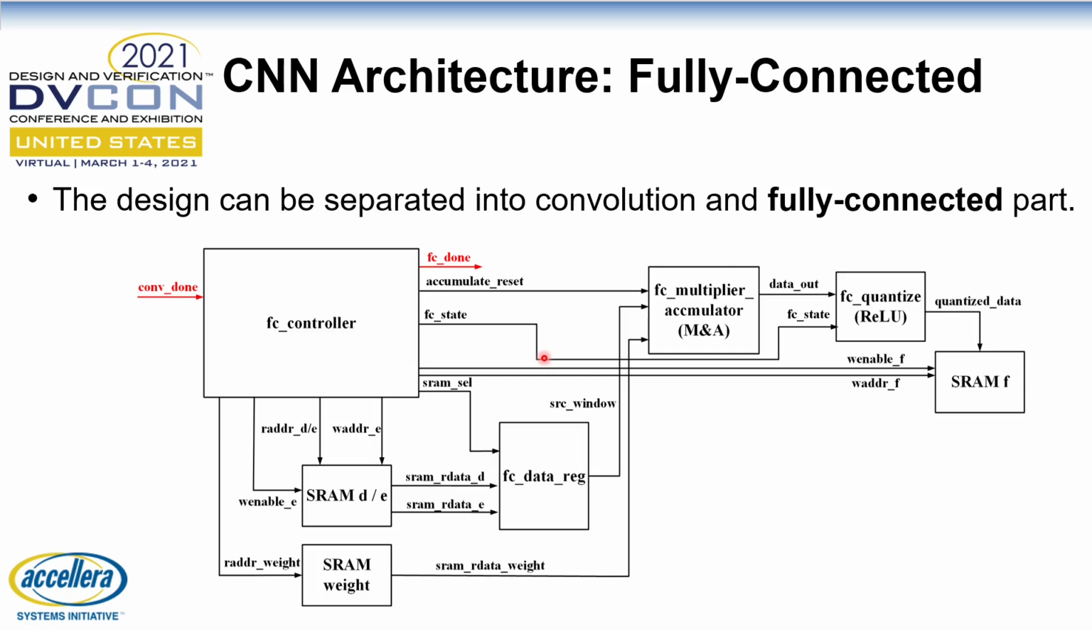When the convolution is finished, the fully connected module will take the second convolution result from SRAM-D to deal with the multiply accumulate operation. After two fully connected operations are accomplished, the fully connected done signal will be activated, which means the classification task is completed, and the 10 logit results are stored in SRAM-F.